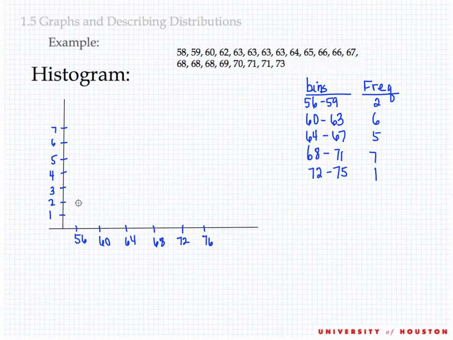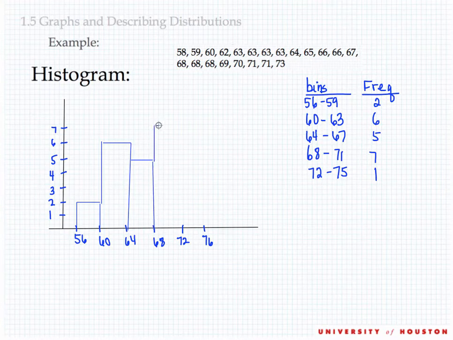So for our first bin, the frequency was 2, so we're going to create a rectangle. And then we go up to 6. And in a histogram, our boxes or rectangles are side by side. And 5 for the next class. 7 for the next, and last just 1 here.